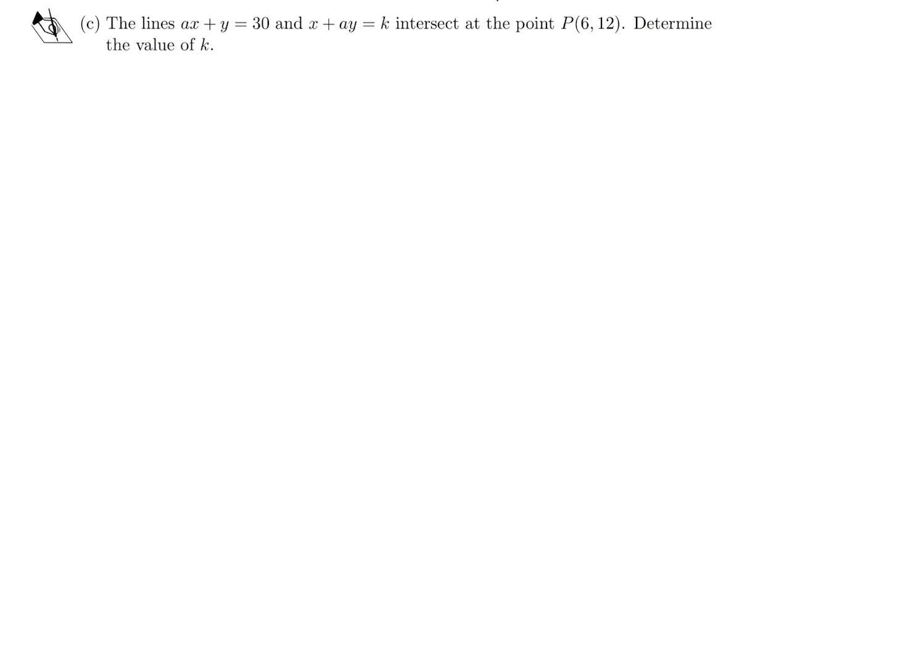The lines Ax plus y equals 30 and x plus Ay equals K intersect at the point (6, 12). Determine the value of K. Ax plus y is equal to 30 and x plus Ay is equal to K. So those are our two equations. And how do we approach this? Several ways. Just isolate for y, I guess, in one of these. That should be sufficient.